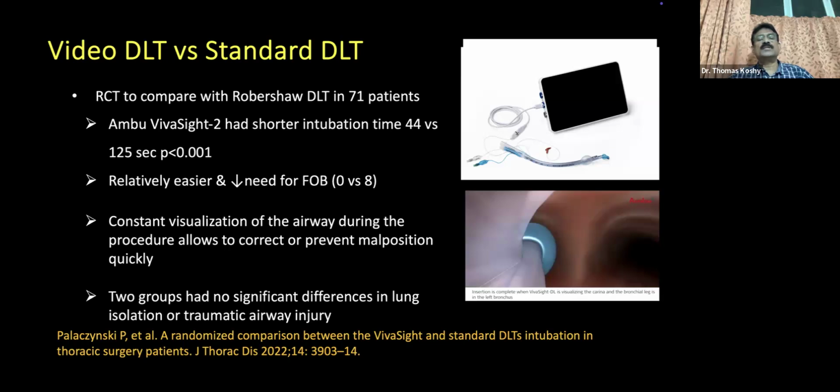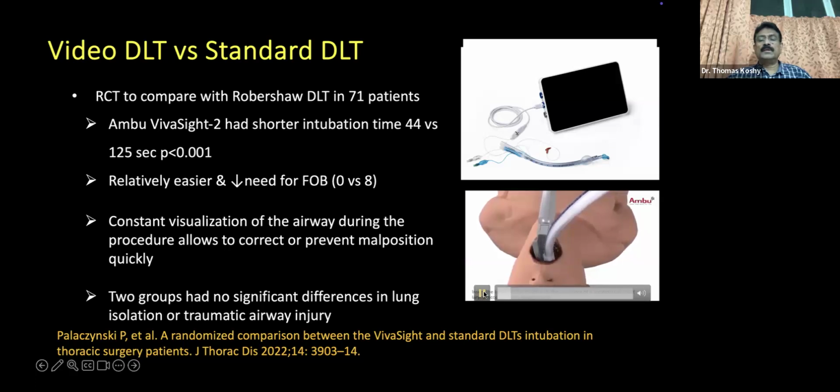What they observed is that it has a shorter intubation time, 44 seconds versus 125 seconds. It was relatively easier and had a decreased need for FOB. The constant visualization of the airway during the procedure allows one to correct or prevent malposition quickly. But there was no statistical difference in lung isolation or incidence of traumatic airway injury.